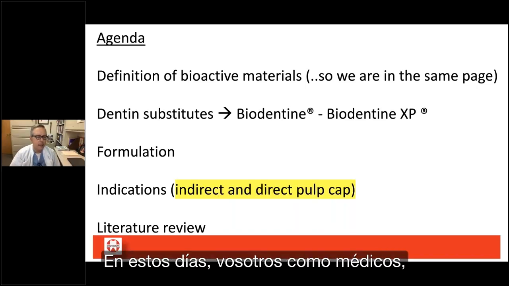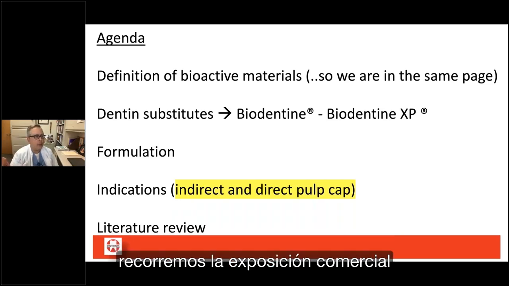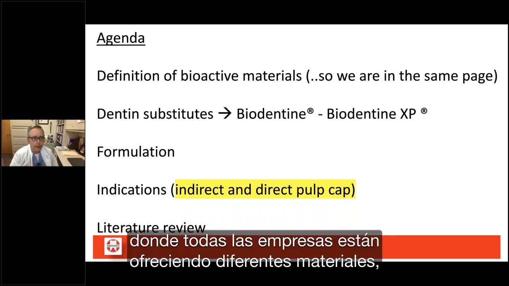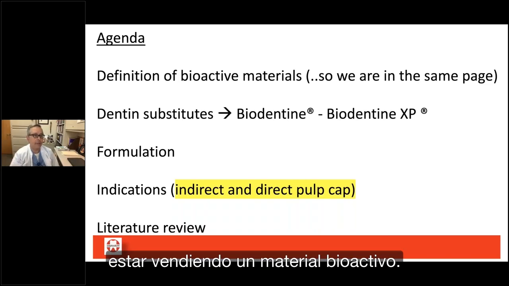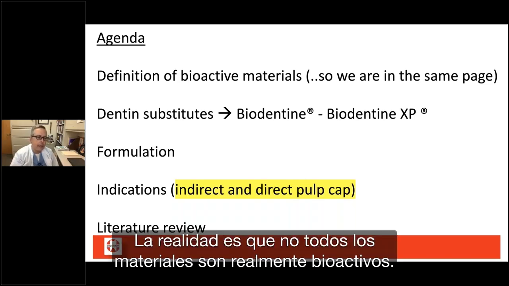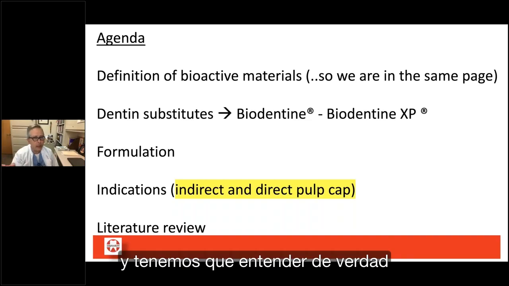These days, as a clinician, you probably know that when we go to a dental meeting, we walk around the commercial exhibition where all the companies are offering different materials, and it seems like every single company these days claims that they are selling a bioactive material. The reality is that not all the materials are really bioactive. So with that term, bioactive, we need to be very careful, and we need to really understand what the meaning of bioactive is.